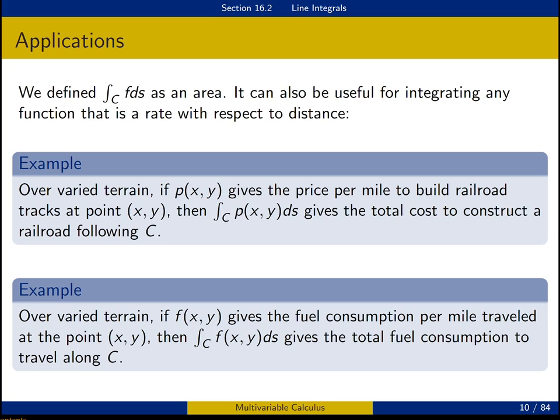Similarly, suppose we have a function f which tells us how much fuel is consumed per mile traveled. For instance, f might have higher values on hilly terrain and lower values on flat terrain. Then integrating f over the path C would give us the total fuel consumption to drive along the path C.